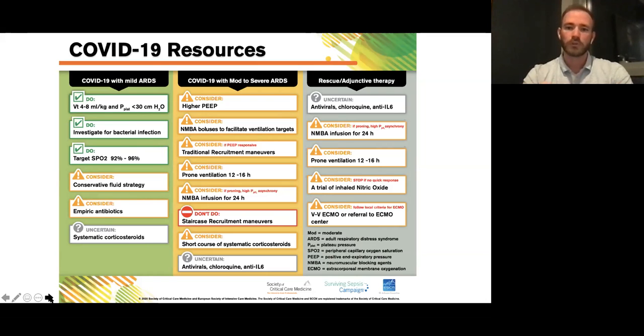As the virus progresses to moderate to severe ARDS, increasing the PEEP may be wise, prone ventilation, as I previously mentioned, and the potential for a paralytic to help with ventilation strategies. There are some places here in the United States and a few other places throughout the world that are using extracorporeal membrane oxygenation, or ECMO.